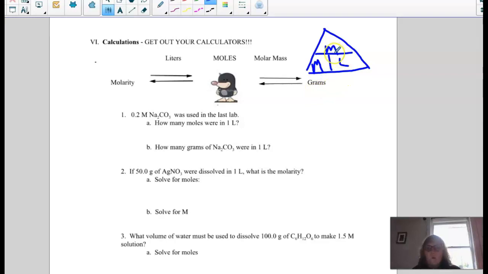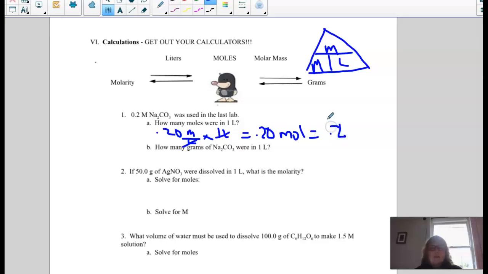So if I want to find how many moles, I have to take the molarity times the liters. So I'm going to take 0.2 moles per liter and multiply by 1 liter. Hopefully you guys can do the math without a calculator. That will give you 0.20 moles. And because of sig figs, it should just be 0.2.